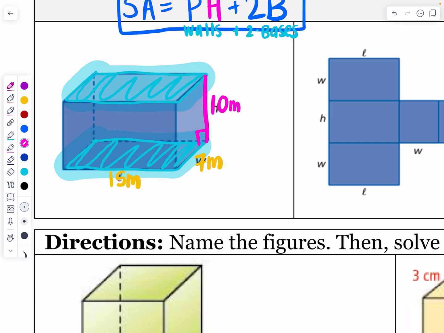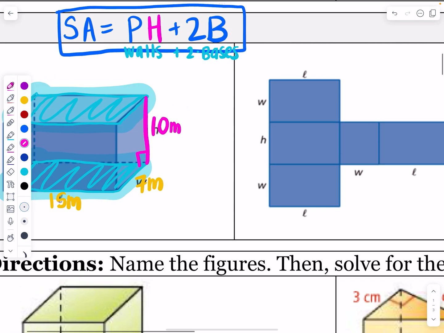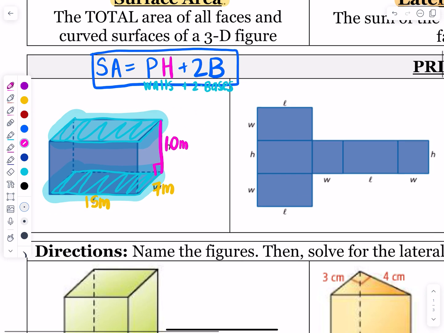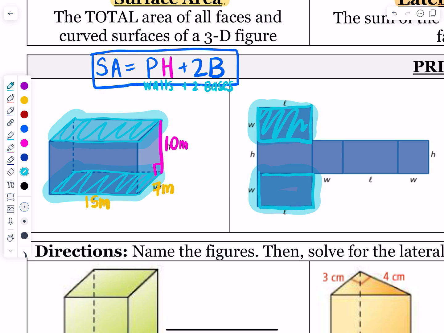And then I have some information. So let's unwrap that and let's draw that out. So what would that look like? These would be my bases. So let's go ahead and fill in those amounts. If I were to unwrap this figure and put it into its net, that would be a base. I have two of those bases. So that's where it comes from, the formula, two bases.